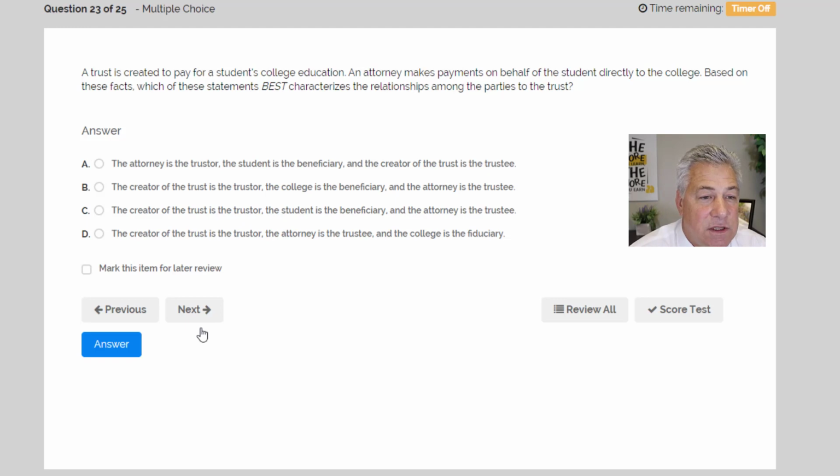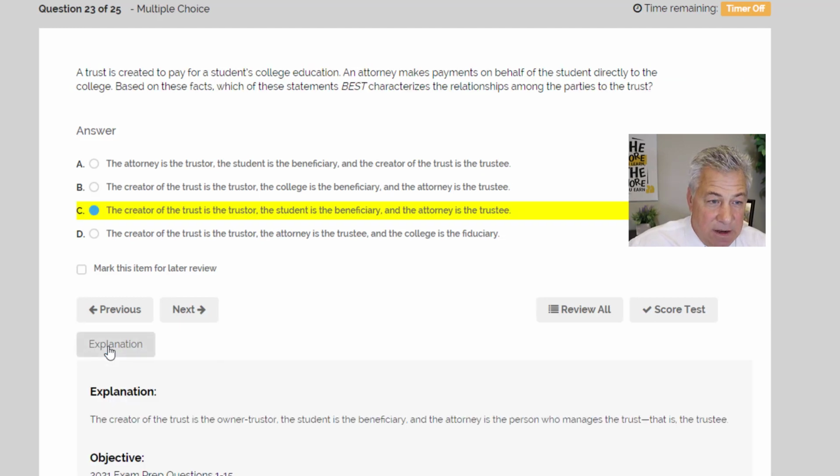I have to give you another extra few seconds on this one. And your answer is C. The creator of the trust is the trustor. The student is the beneficiary. They benefit. They are having their college education paid for. And the attorney is the trustee. They're holding the money, controlling the trust. The creator of the trust is the trustor. C is our answer.